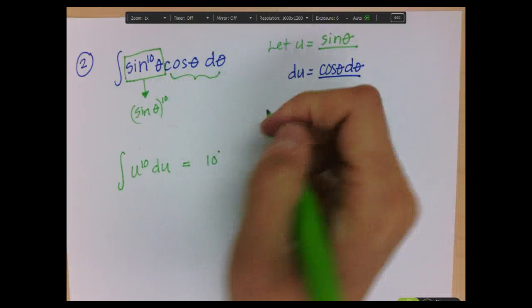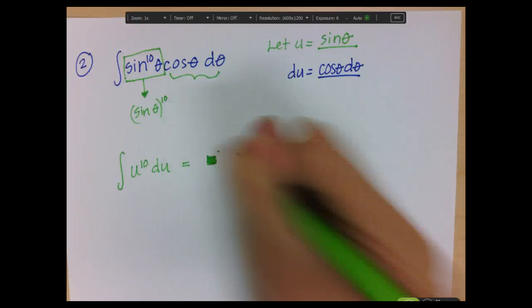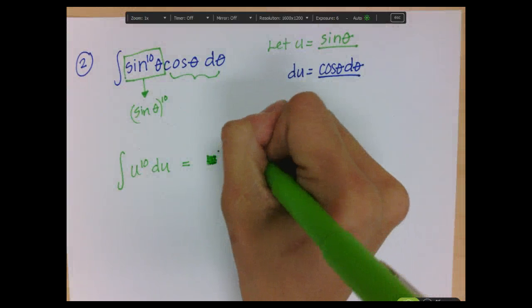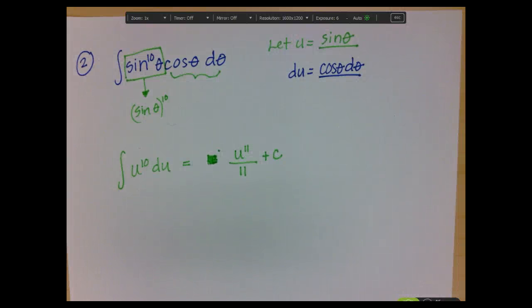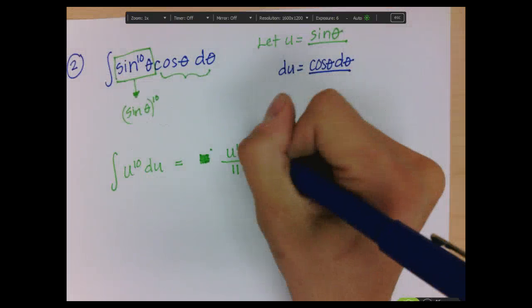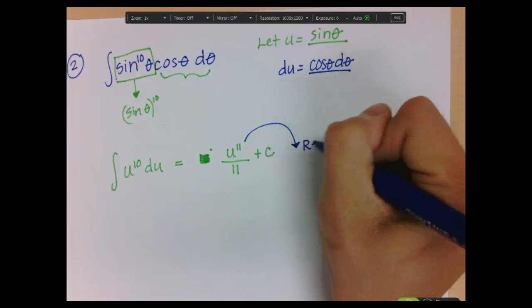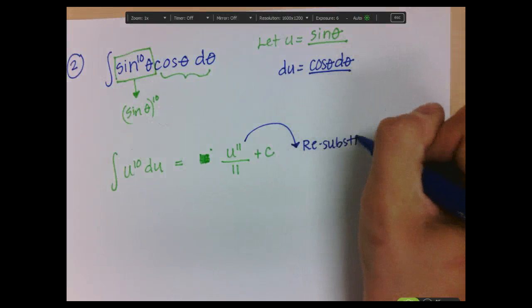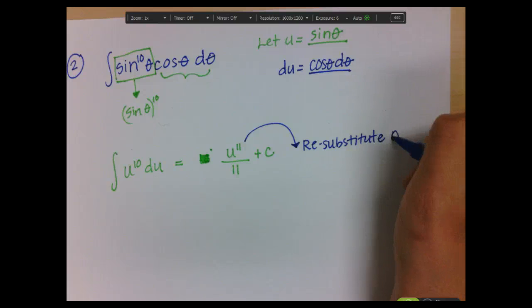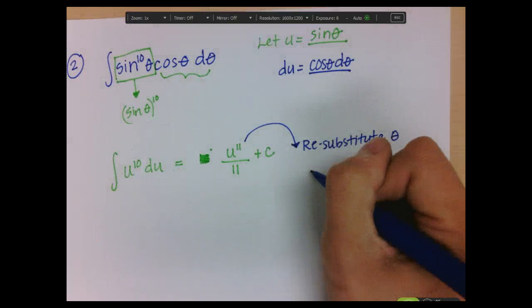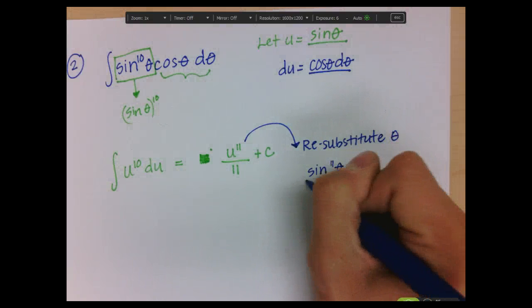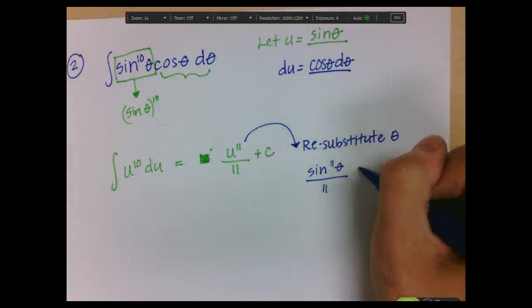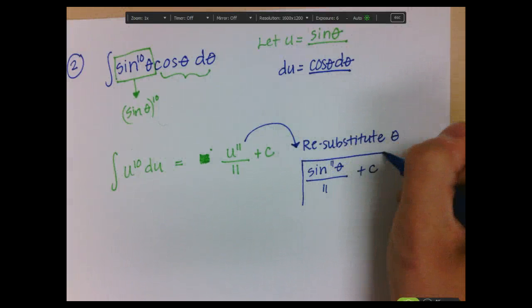Sorry, let me try that again. The power rule says that I need to add 1 to the power and divide. Don't forget to add your constant c. So that is the antiderivative with respect to u. Now let's resubstitute my thetas. So remember, u is equal to the sine of theta. And so I want the sine of theta to the 11th power over 11 plus c.